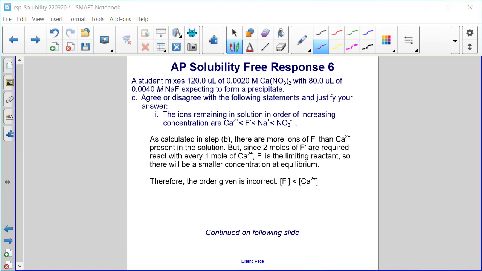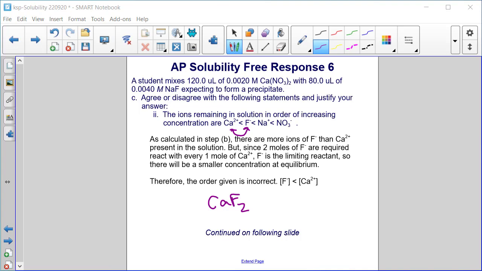In part B, there are more ions of fluoride than calcium present in the solution. But since 2 moles of fluoride are required to react with every 1 mole of calcium, in order to form this, remember, there's 2 moles of fluoride for every mole of calcium, fluoride is the limiting reactant, so there will be a smaller concentration at equilibrium. So the order given here is incorrect because the fluoride ion concentration is less than the calcium ion concentration.